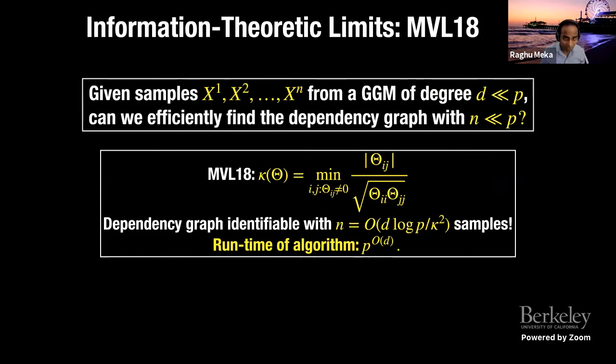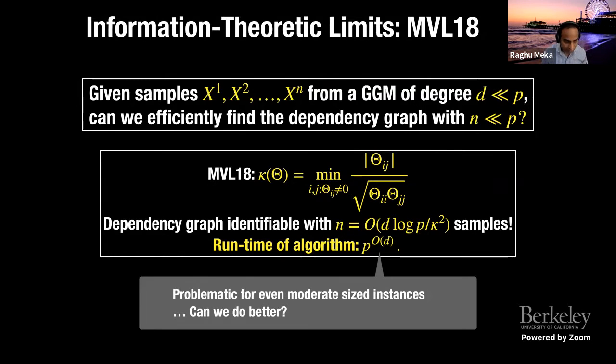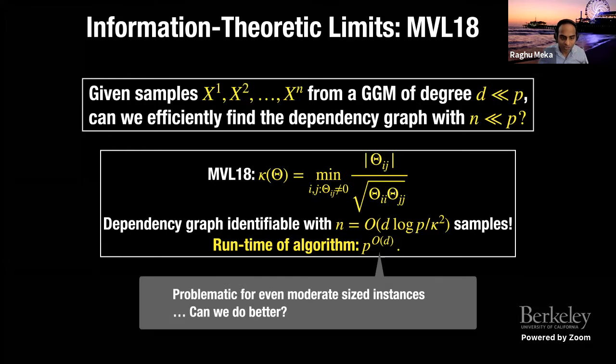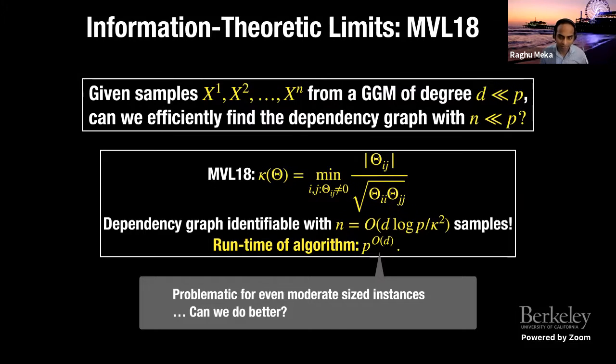Okay, so this dependence of p to the d is problematic even for moderate sized instances. If you think of d as 10 and p as 100, that's already somewhat difficult to implement and run. So the question is, can we do better? Can we do better than possibly enumerating over all possible neighborhoods of a vertex, which we should think of as kind of what's possible by brute force search?